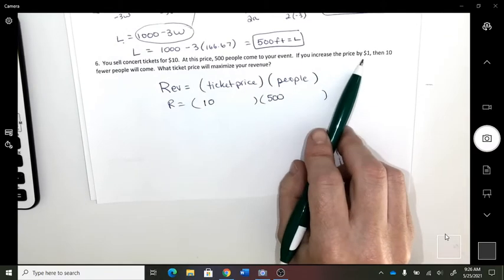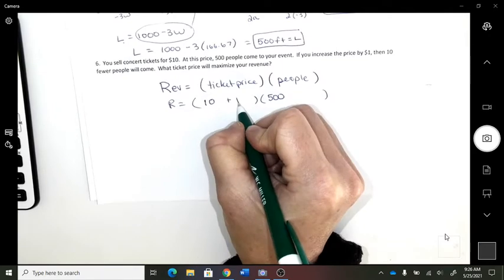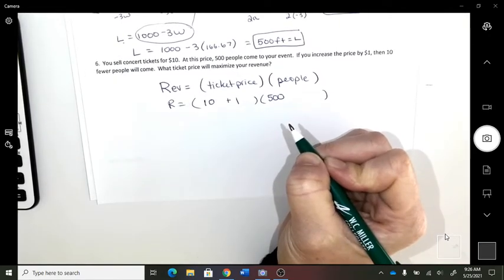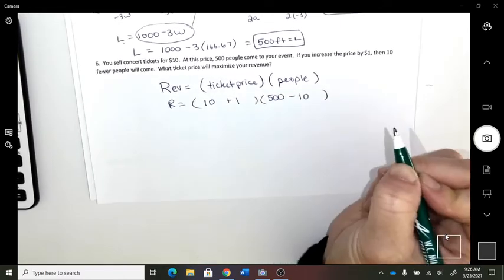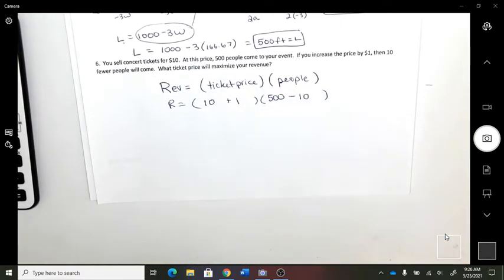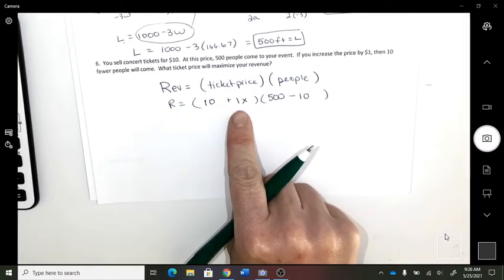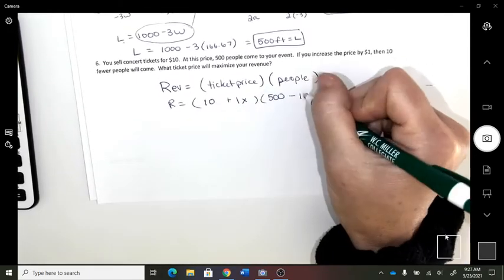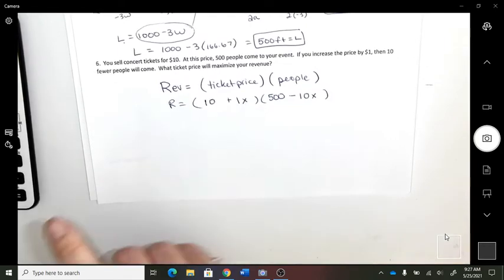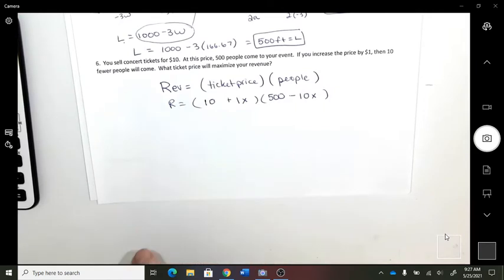If you increase the price by $1, so if this price increases by $1, then 10 fewer people come. But what would I need in this? An X. Because if this goes up by 1, it could go up by 2, it could, I don't know. But for every time that's going up, that has to drop accordingly. So if this goes up 2, this goes down 20. 3, 30.